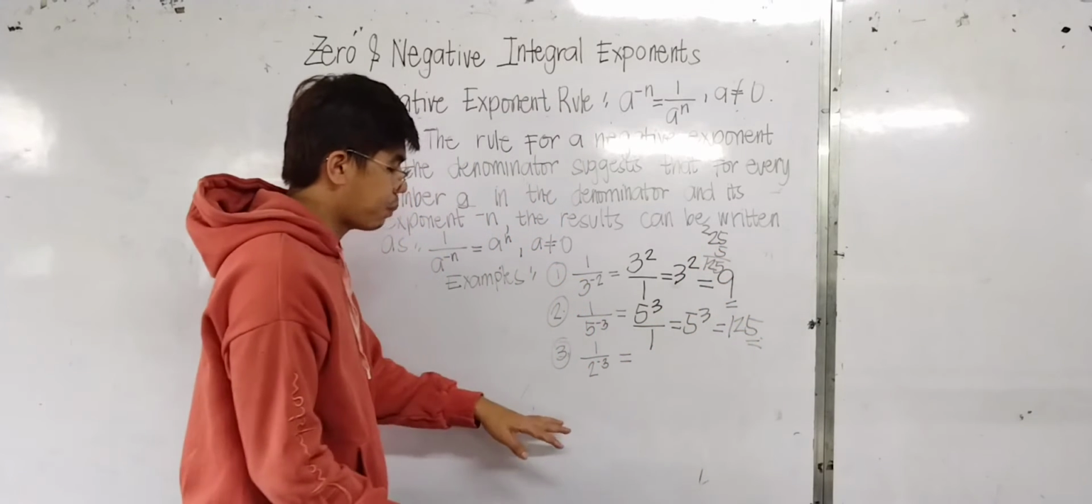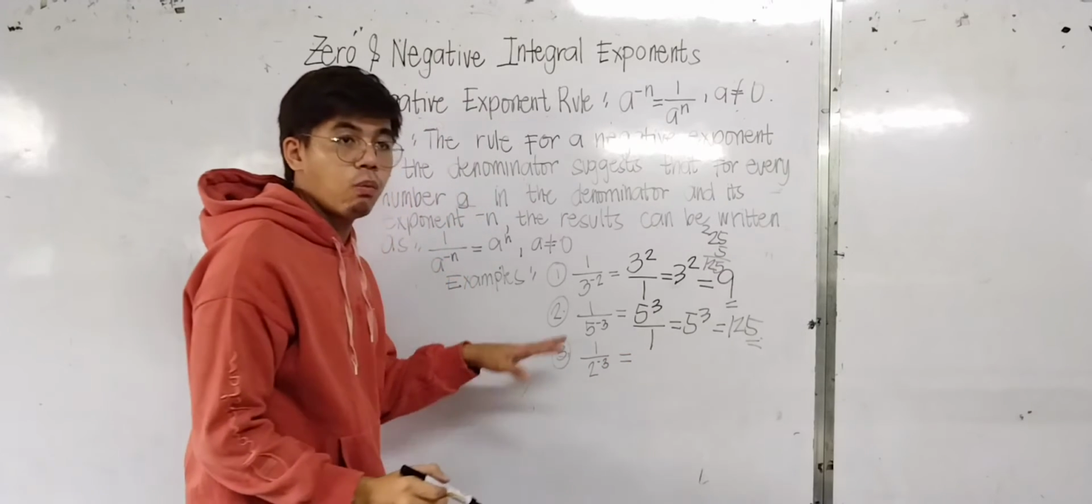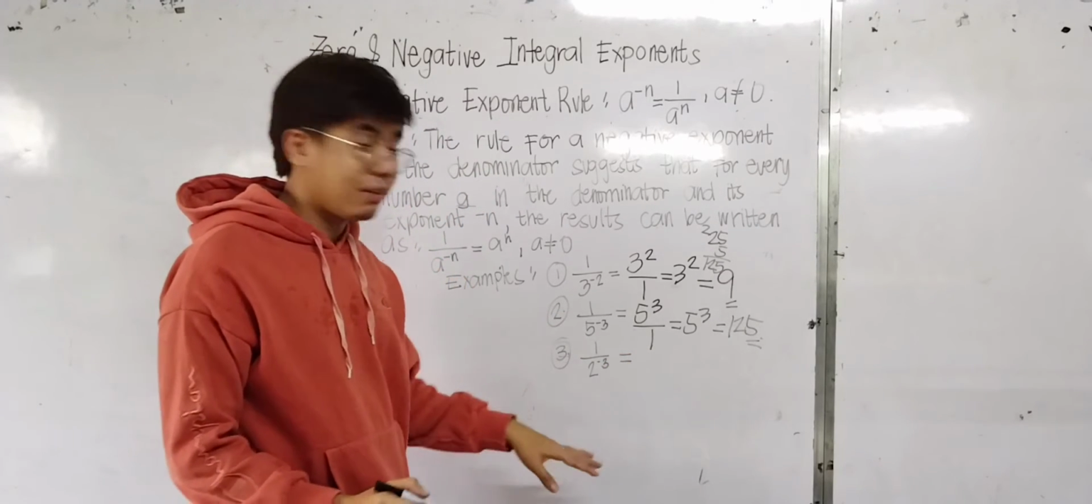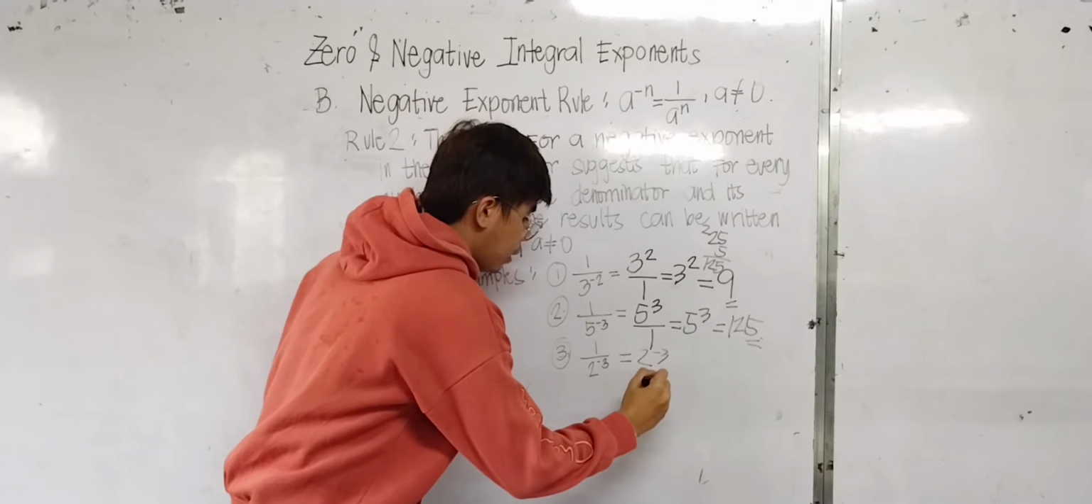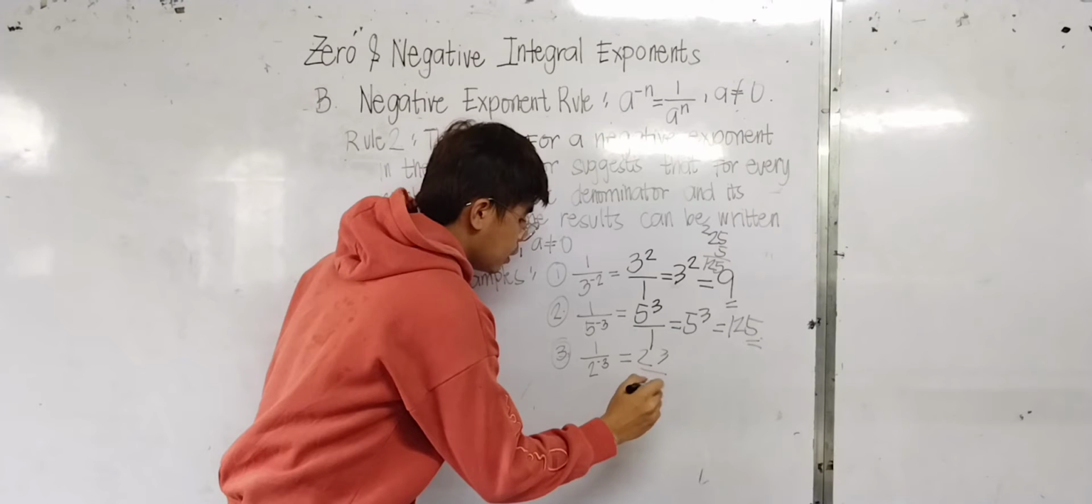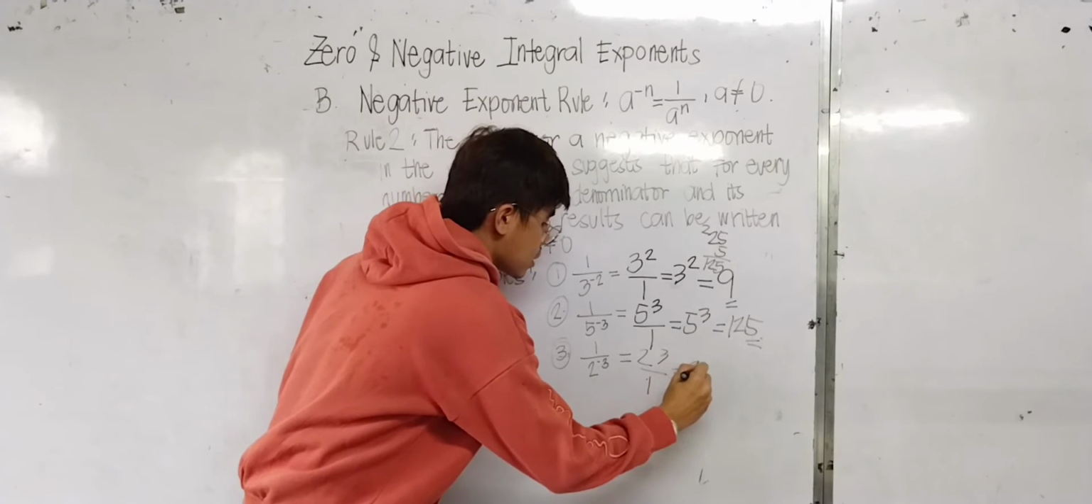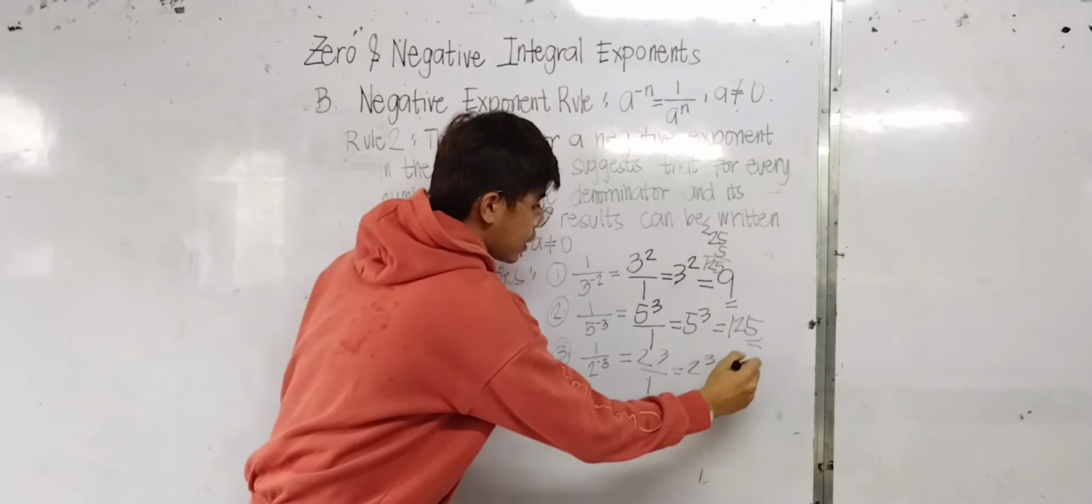And then last example. So we have 1 over 2 raised to negative 3. So we have 2 raised to positive 3 over 1. So we have 2 raised to 3. So we have the result 8.